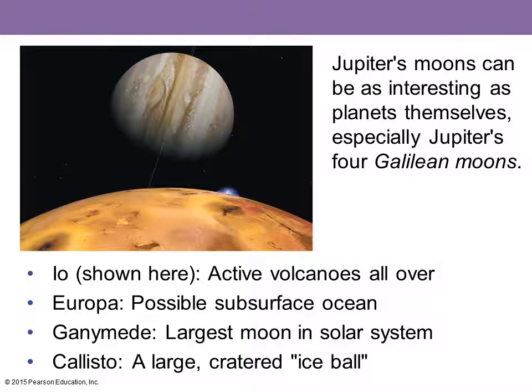Jupiter's moons can be as interesting as the planets themselves, especially the 4 Galilean moons. The 4 moons are Io, which is shown in the foreground here in the picture, which has active volcanoes. Europa, which may have an ocean underneath the surface. Ganymede, which is the largest moon in our solar system, and Callisto, which we think is a big ball of ice. So these moons could be places where we would like to go visit.